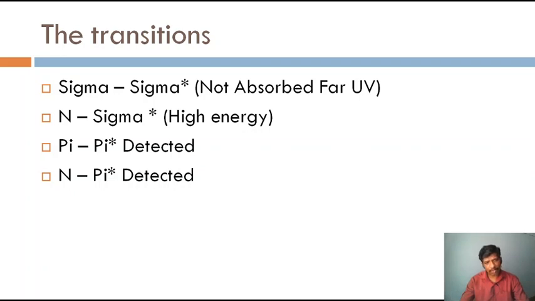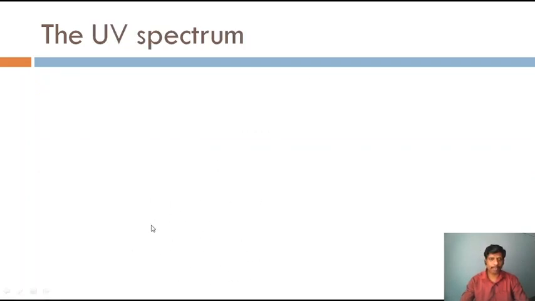And the n to sigma star transition, in saturated compounds in which there are heteroatoms with lone pairs of electrons, they are capable of producing this n to sigma star transition, but it is also a high energy transition that can be studied. But we usually don't give much importance to that. The two important transitions most often studied are the pi to pi star transition and the n to pi star transition. These two transitions are often studied using UV visible spectroscopy.